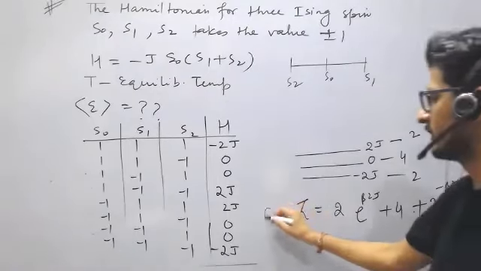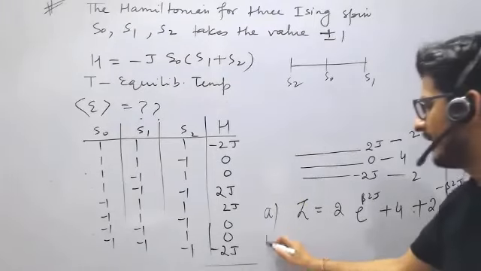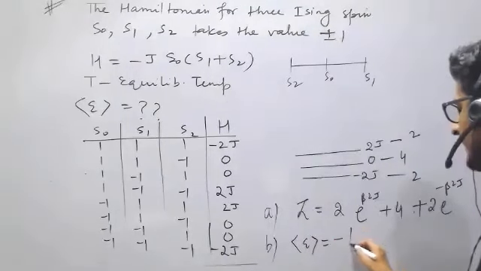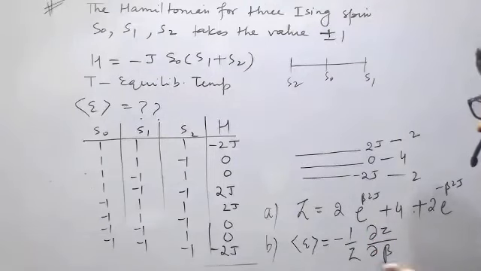ये क्वेश्चन हो सकता था कि इसका लोग पार्टीशन फंक्शन पूछ लेते, but they have asked average energy. So please write average energy. It is given by minus 1 by Z del Z by del beta. Correct? बता दो कितना आएगा.